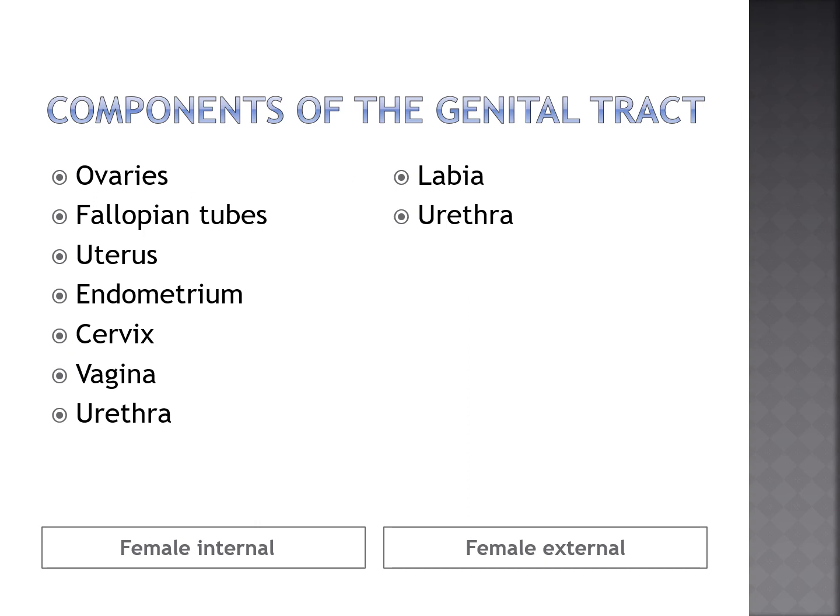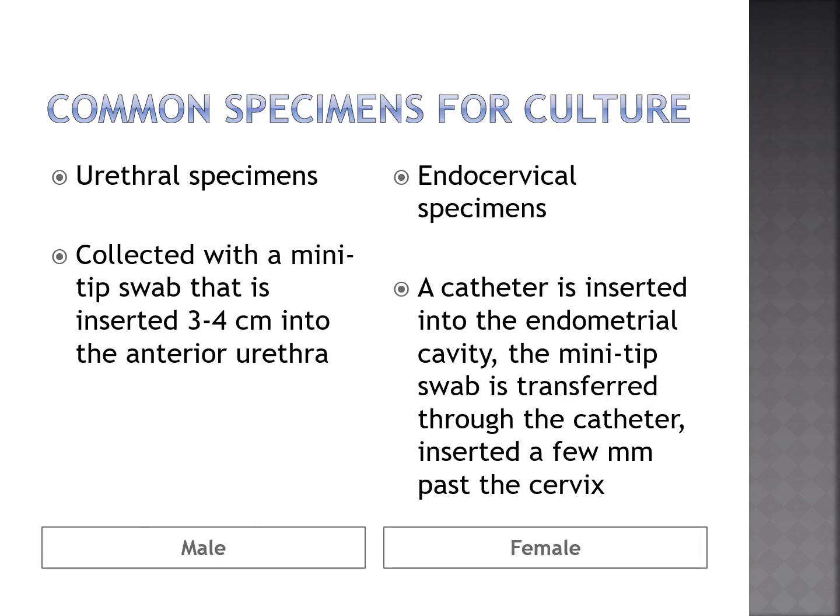Internally, the female anatomy includes the ovaries, the fallopian tubes, the uterus, the endometrium, the cervix, the vagina, and the urethra. Externally, the components of the female genital tract include the labia and the urethra. The most common and appropriate specimens to collect for genital culture in males are urethral specimens, and in females, endocervical swabs.